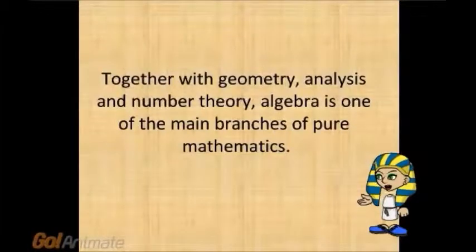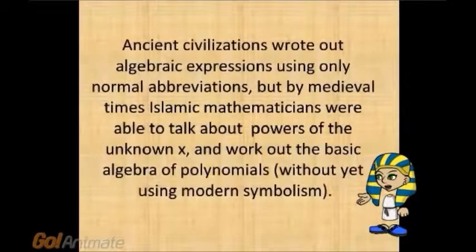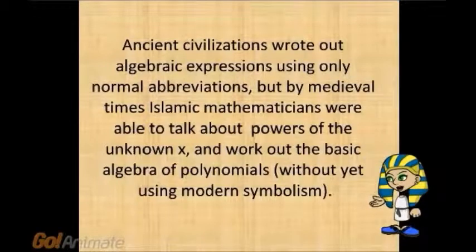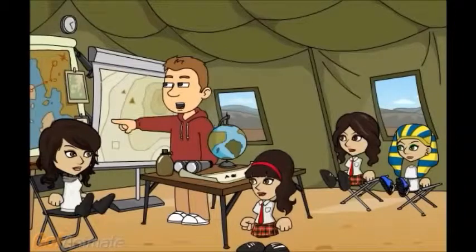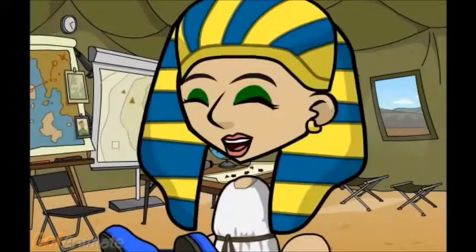Together with geometry, analysis and number theory, algebra is one of the main branches of pure mathematics. Ancient civilizations wrote out algebraic expressions using only normal abbreviations, but by medieval times, Islamic mathematicians were able to talk about powers of the unknown x, and work out the basic algebra of polynomials, without yet using modern symbolism. The most important bit about Egyptian maths is history, so thank you for that, Pinar.